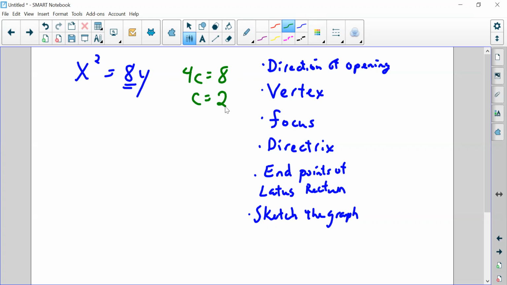All right, so if our x is squared and C is greater than 0, it will open up. Direction of opening would be up. Okay. If x is squared and C is less than 0, a negative number, our direction of opening will be down. That's how we're going to figure out our direction of opening. So in this case, are we opening upwards or downwards? Up. That's our direction of opening.